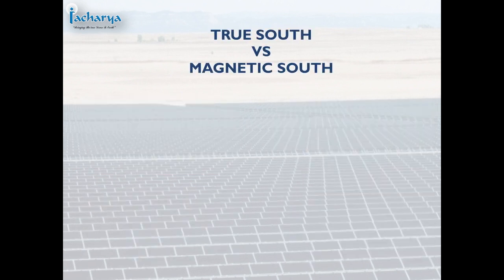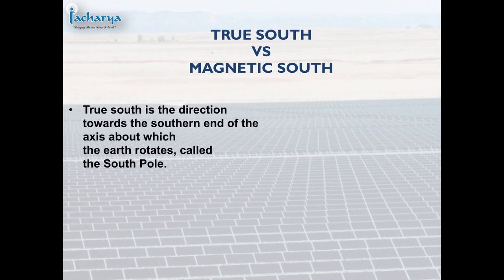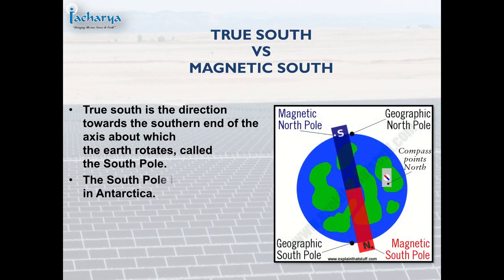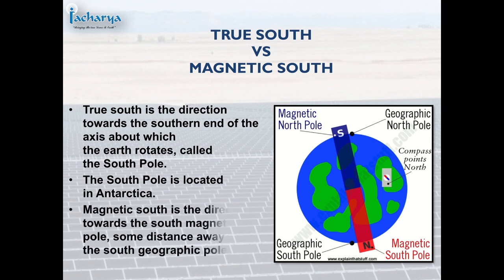True south versus magnetic south. True south is the direction towards the southern end of the axis about which the Earth rotates, called the South Pole. The South Pole is located in Antarctica. Magnetic south is a direction towards the South Magnetic Pole, some distance away from the South Geographic Pole.